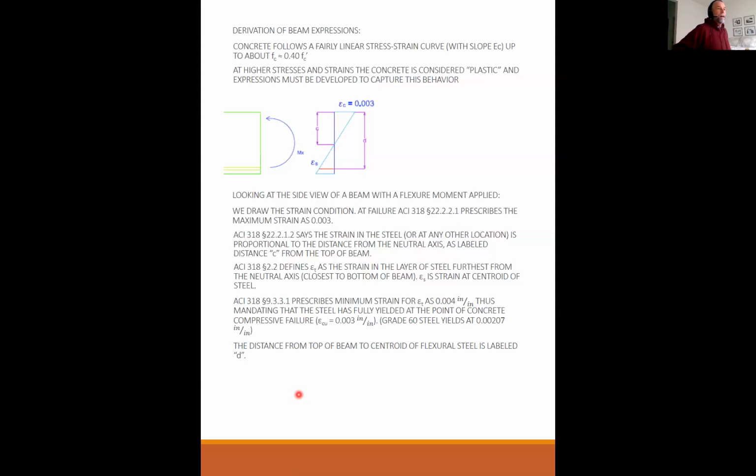The distance from the top of the beam to the centroid of the flexural steel is labeled as d, as you see here. This is a common symbol. So it will always be d from the top of the beam to the centroid of your steel. If it's to the centroid of the lowest layer, then it's d sub t, same as epsilon sub t.